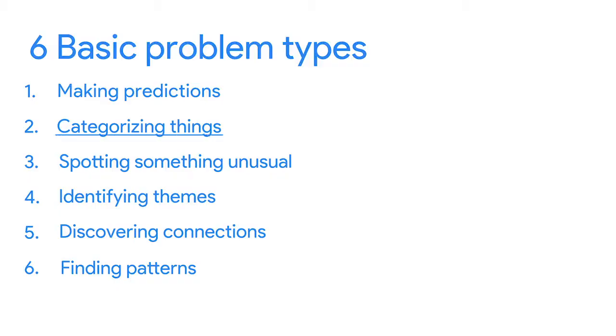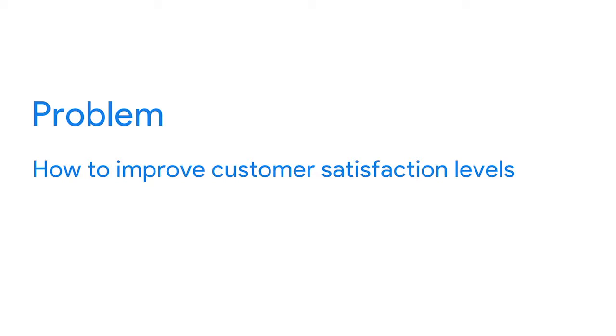Here's an example of a problem that involves categorization. Let's say a business wants to improve its customer satisfaction levels. Data analysts could review recorded calls to the company's customer service department and evaluate the satisfaction level of each caller. They could identify certain keywords or phrases that come up during the phone calls and then assign them to categories such as politeness, satisfaction, dissatisfaction, empathy, and more.